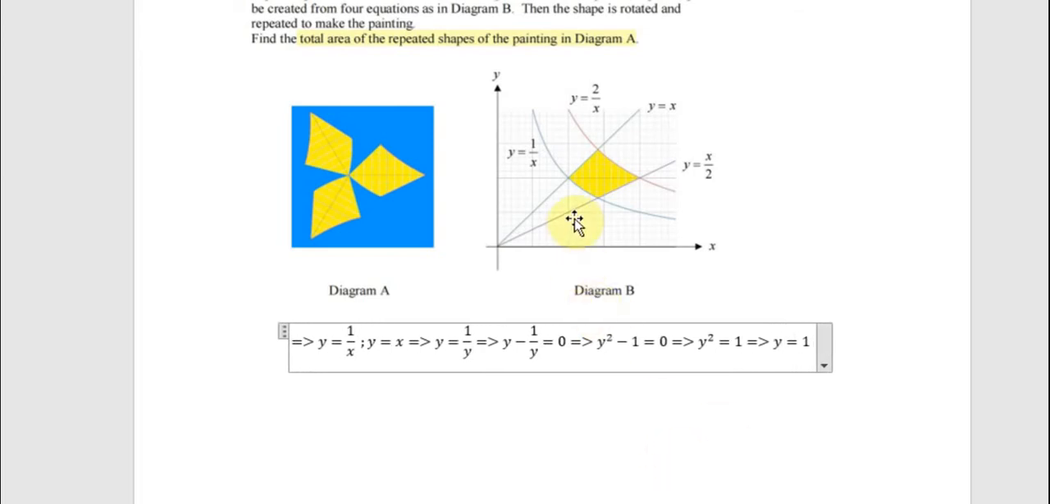We know that in this diagram y equals 1; we need to reject y equals minus 1 because you can see this area is positive. So that's why you choose only y equals 1. Later we know that s equals 1.